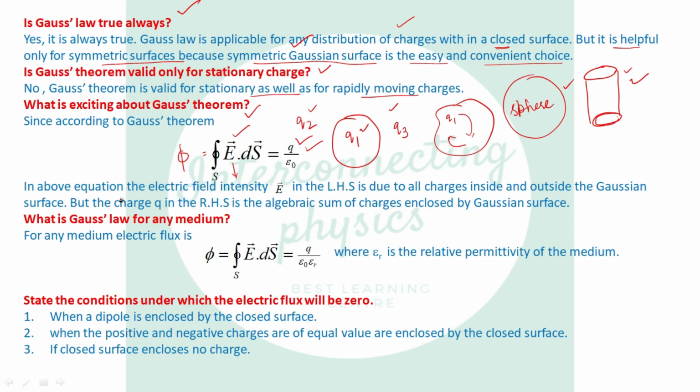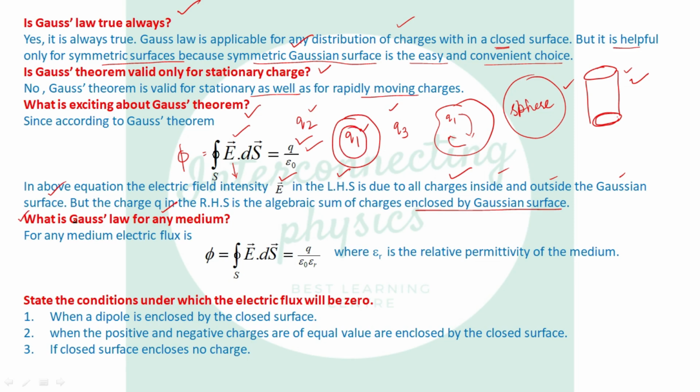You see here in the above equation, the electric field intensity E vector on the left hand side is due to all charges inside and outside the Gaussian surface. But the charge Q on the right hand side is the algebraic sum of charges enclosed by the Gaussian surface, only enclosed by the Gaussian surface.